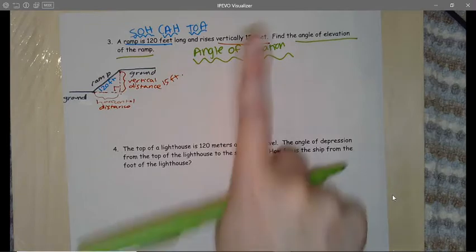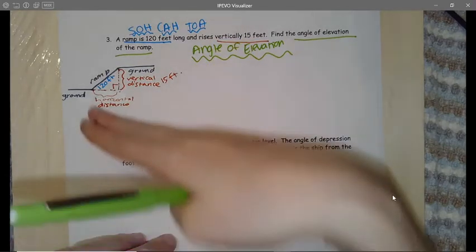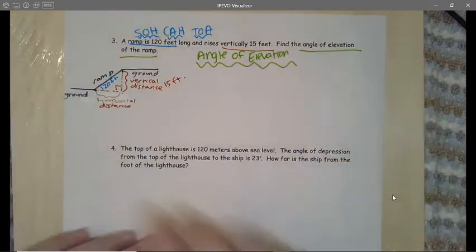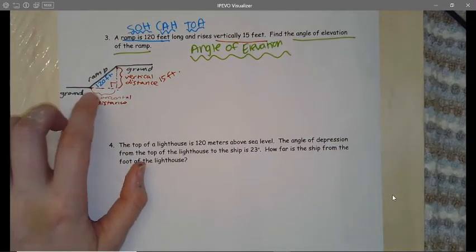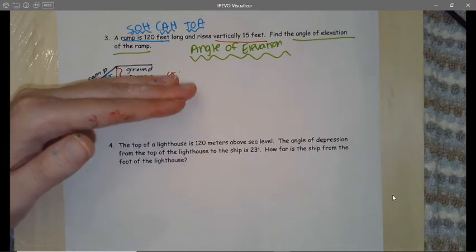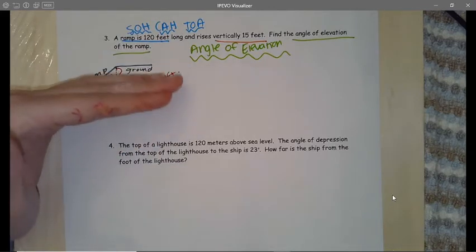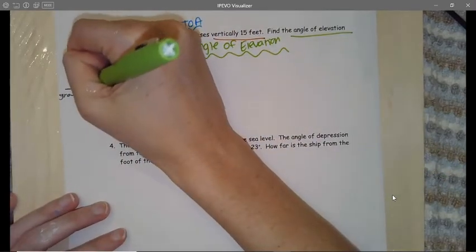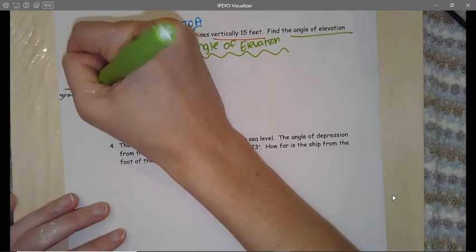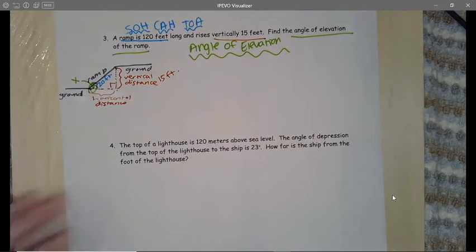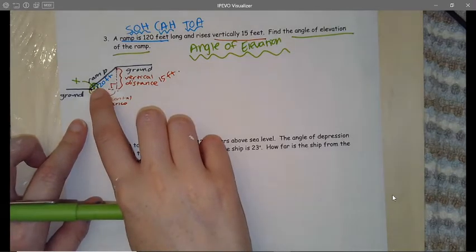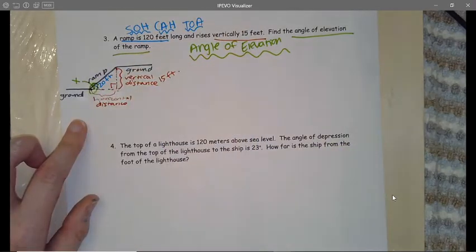Okay, so I need to figure out what part of my triangle is the angle of elevation. Well, the angle of elevation is created by a horizontal line and the line above it. So the horizontal line is right here, and when the ramp starts to head upwards, the horizontal line will rise up. So the angle of elevation is going to be this angle right here. This is the angle I don't know, and I'm going to call that x, which I didn't leave enough room in my picture to write. If you left enough room, it would be better for you to write x right there. So we're solving for the angle right there, x.